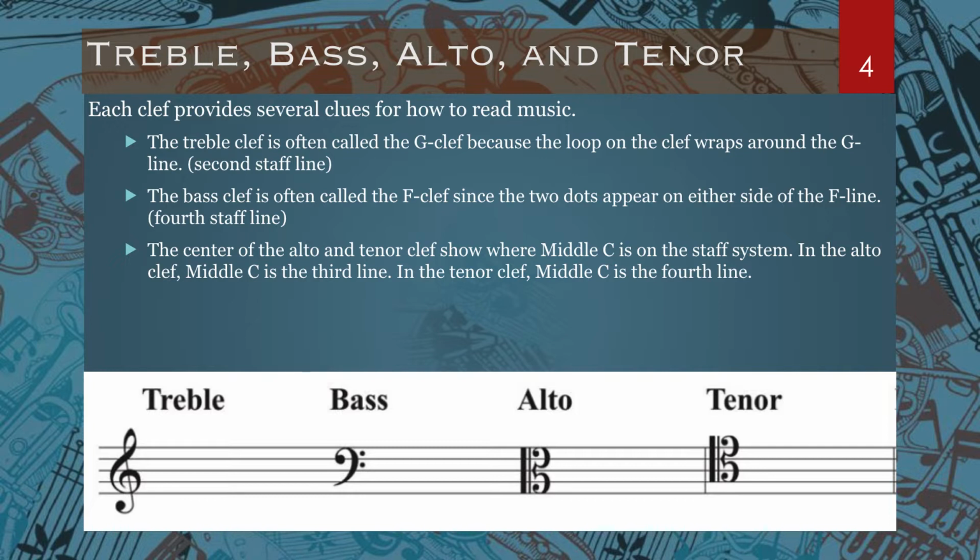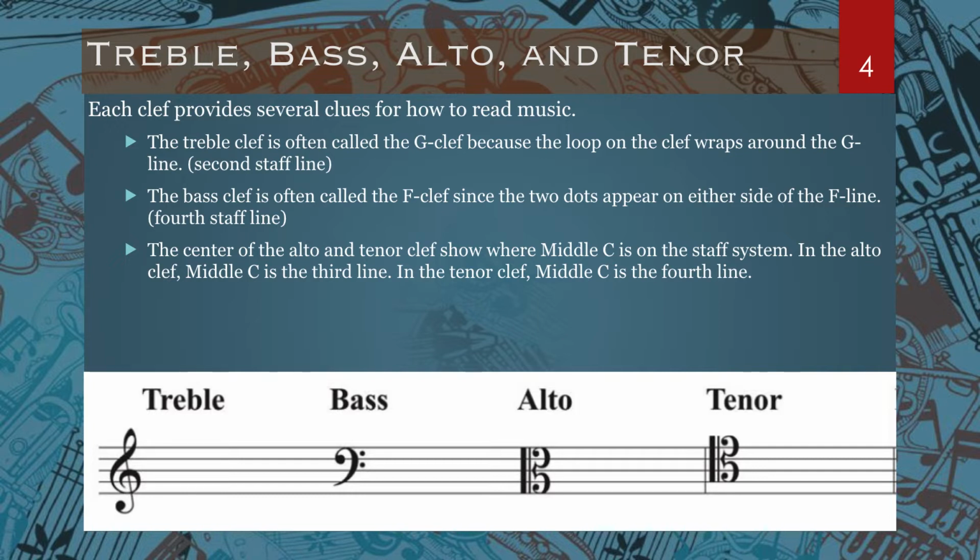The center of the alto and tenor shows where middle C is on the staff system. In the alto, middle C is the third line. In the tenor clef, middle C is the fourth line. So the alto and tenor are considered movable clefs, but depending on where they are actually placed in the staff system, they will either be called alto, tenor, soprano, mezzo-soprano, or baritone.